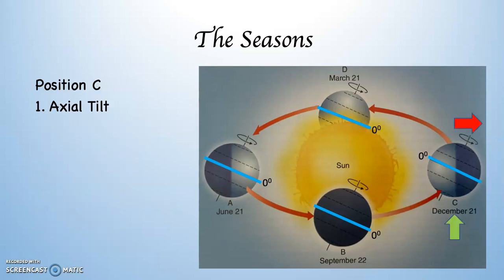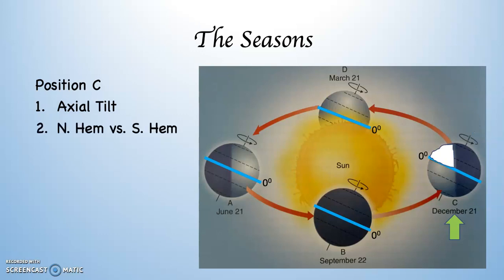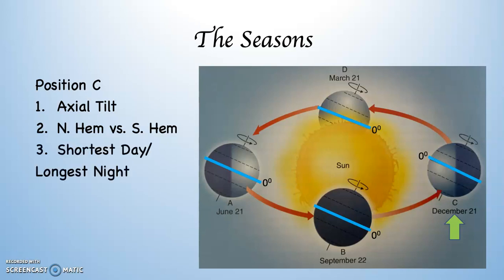Let's look over here at position C. At position C, once again, let's take a look at the axial tilt. Notice that from the northern hemisphere, the axis is now tilted away from the sun. And more of the southern hemisphere is illuminated than the northern hemisphere. See that? There's the southern hemisphere, there's the northern hemisphere. Northern hemisphere, not a lot of illumination. Southern hemisphere, lots of illumination.